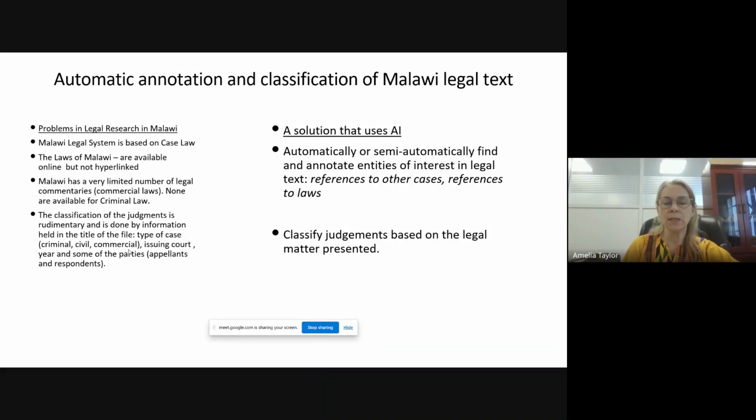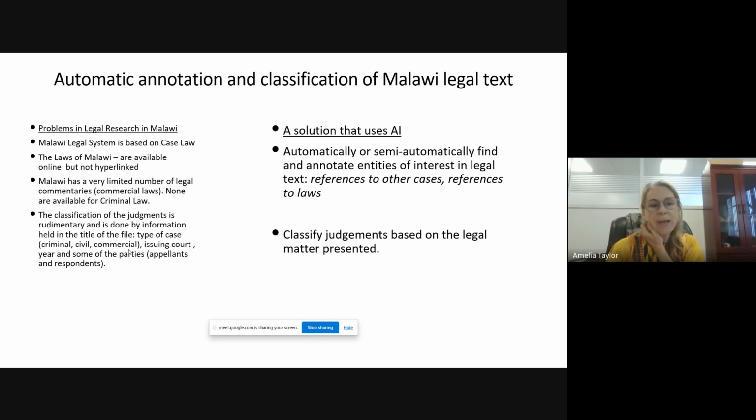So the problem dates back to 2019. The Malawi legal system is based on case law. This is the English legal system. And the laws of Malawi, and by laws of Malawi, I include statutes, so legislation passed by parliament. But in addition to that, it can be cases, cases that have been judged and provide precedent. So that's what is commonly called case law.